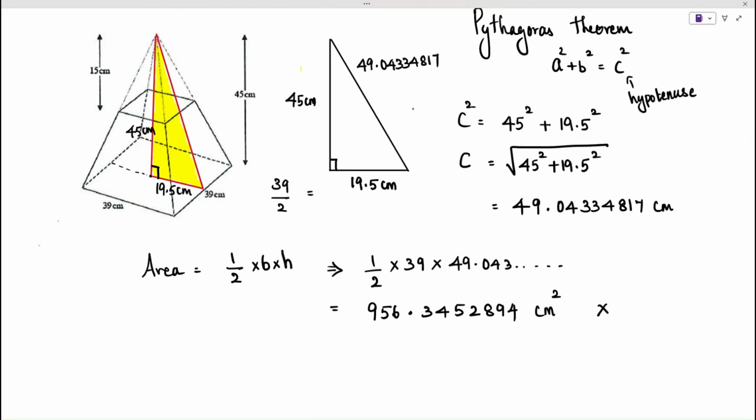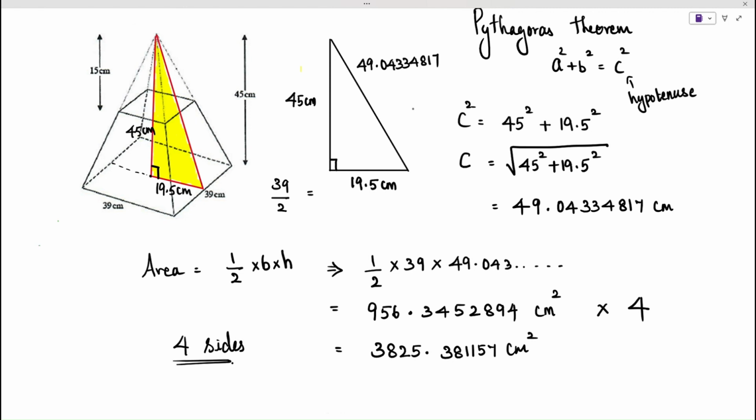Since this pyramid has 4 triangular faces, we multiply this value by 4 to give us the surface area on the outside, excluding the base. And this gives us 3,825.381157 centimeters squared. And this is for the 4 triangular sides.